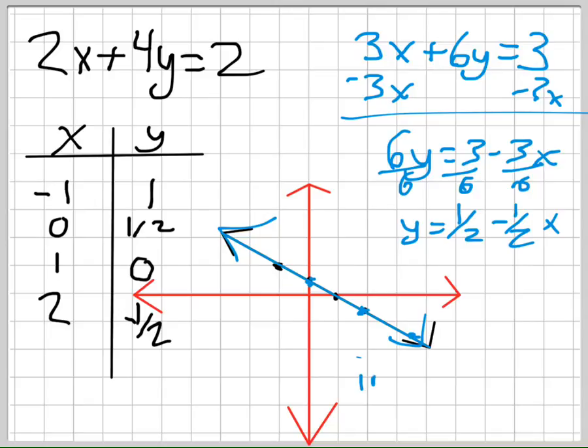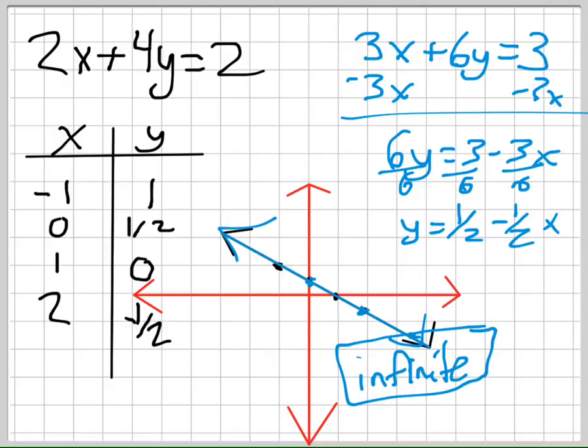Yeah, we call that infinite. There are an infinite amount of solutions that work for this. Negative 1, 1 works for this and this. 0, 1/2 works for this and this. 1, 0 works for this and this. And I can just make this list. Every point that lies on this line would work for both of these because they're the same line.